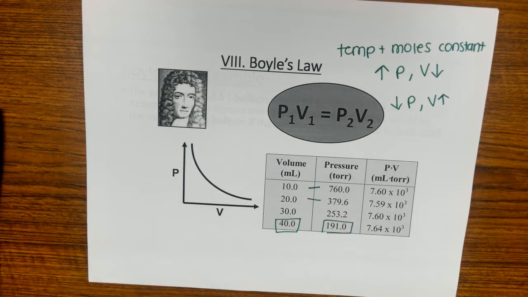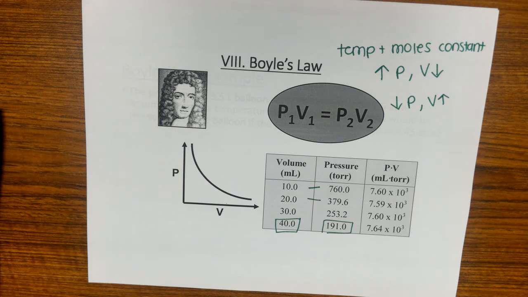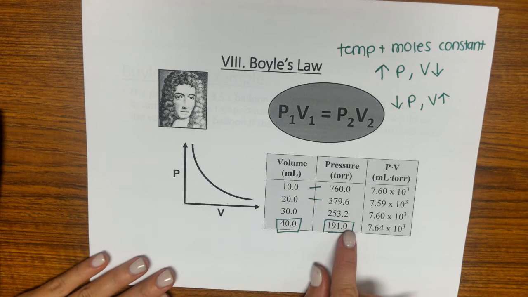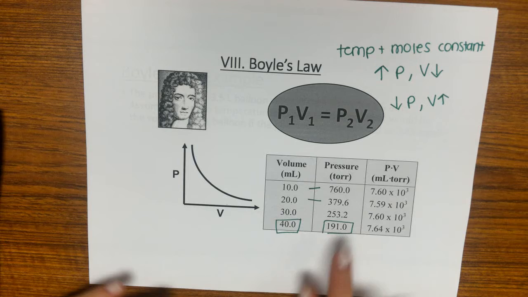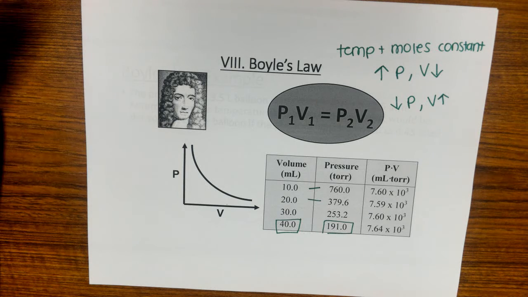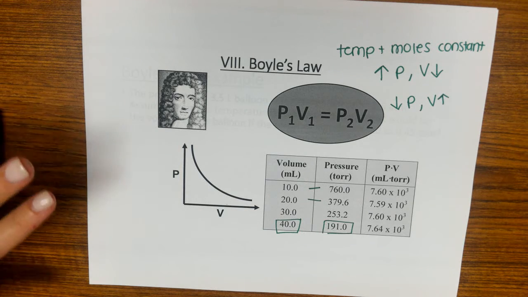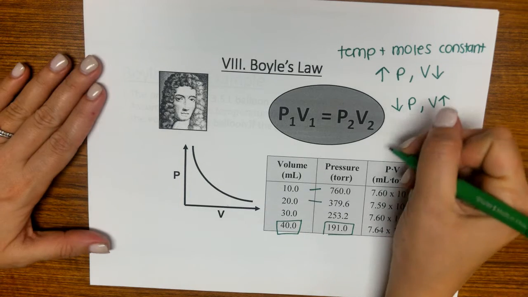And thinking about the computer lab, this makes sense because it's a bigger box, so there's more space for the particles to move around. And if you remember, pressure is a result of the particles colliding with the walls of the container. So if there's more space, they're not going to hit the walls as much because it's a big space. And then it's an opposite or inverse relationship.